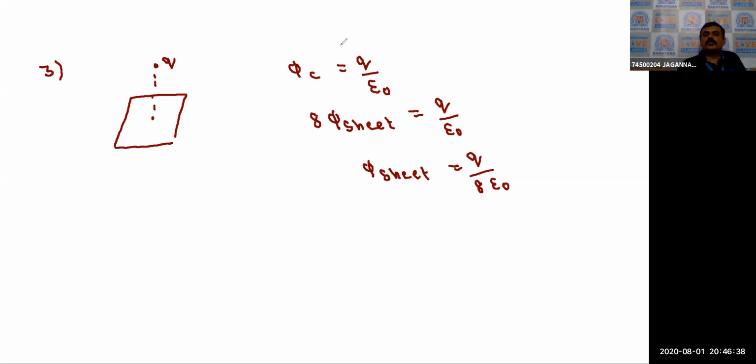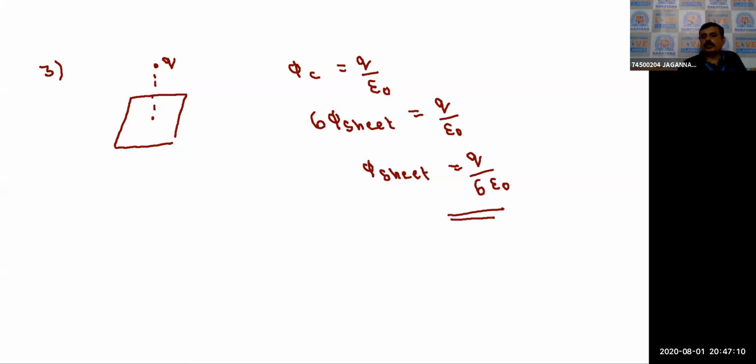When all 6 sides are closed, then the charge is totally enclosed. So to enclose the charge, 6 plane sheets are required. Then the electric flux through one plane sheet is Q by 6 epsilon naught.